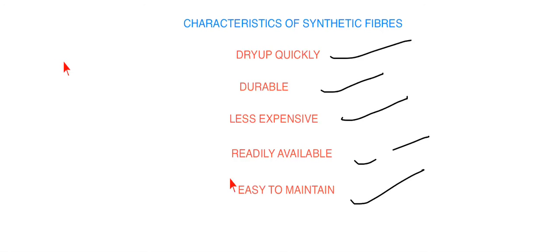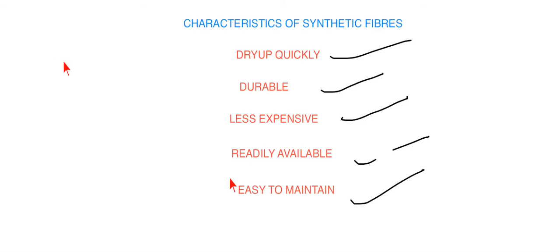So synthetic fibers, the characteristics of synthetic fibers. Synthetic fibers dry up quickly, they are durable, less expensive, readily available, easy to maintain. So dry up quickly, you can just dry it under the fan. If we are talking about fabrics, they are durable, you can use it for 1 year, 2 years also. They are cheap, less expensive. They are readily available, that is, manufactured in the factory in a large quantity. And zero maintenance. Just wash and wear.